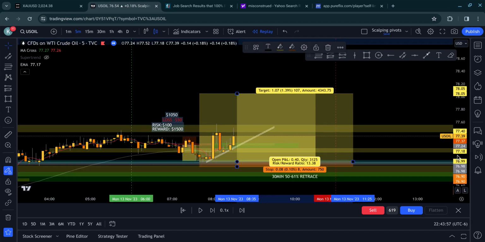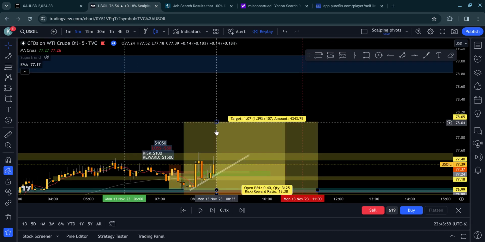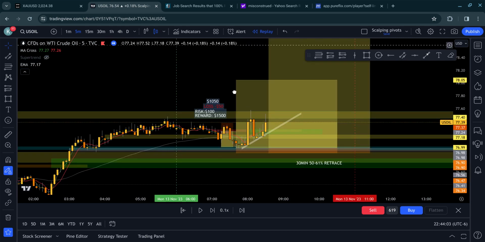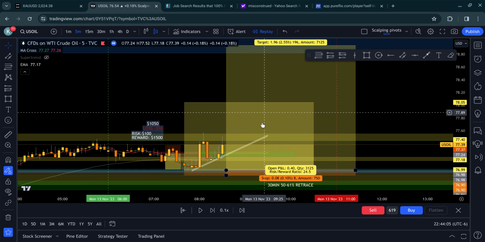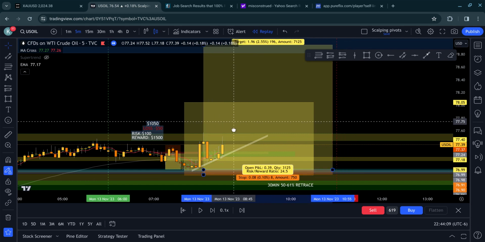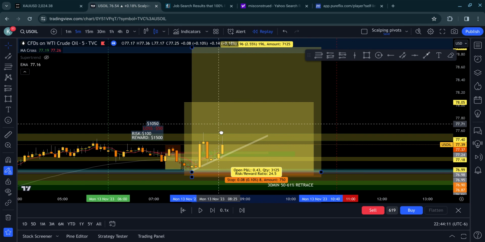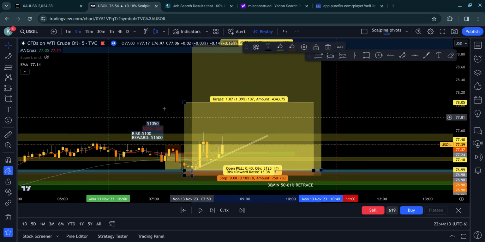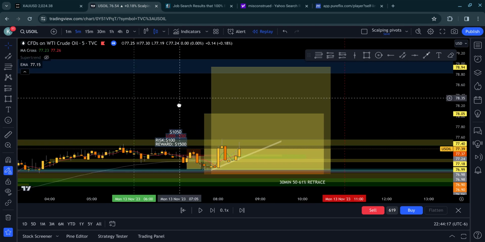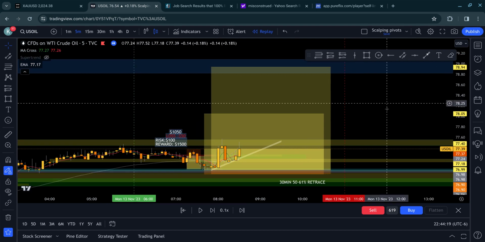Now you can say, all right, I'm gonna be ridiculous. I'm gonna go for the fair value gap because I know it might want to go up there and fill that. So we got one trade but two possible take profits, right? So let's see what happens.